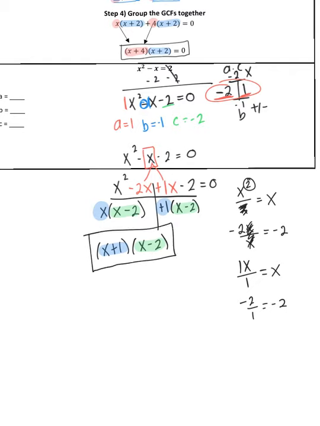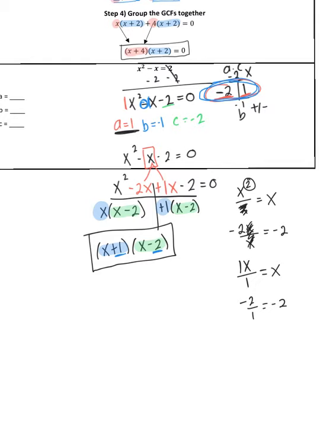A little shortcut, this only works when your a value is 1. So in this problem, there was nothing in front of the x squared. If your a value is 1, notice that the two numbers that I found right here, the negative 2 and the positive 1, are the same as the two numbers that end up in my factors. That is the shortcut whenever your a value is 1. So if you don't want to go through all of the double distribution, you can just take the two numbers that you found in the I and put those in as your factors. But that only works when a is equal to 1.